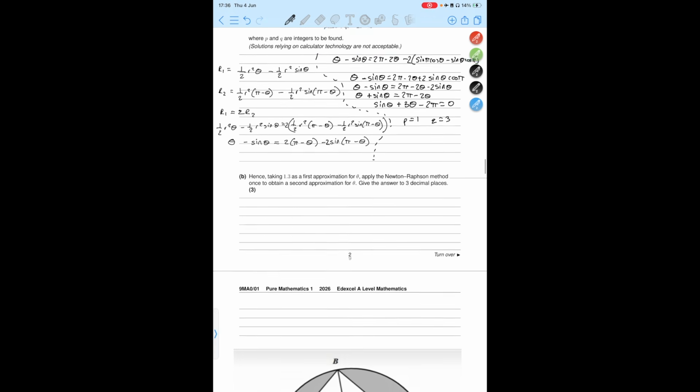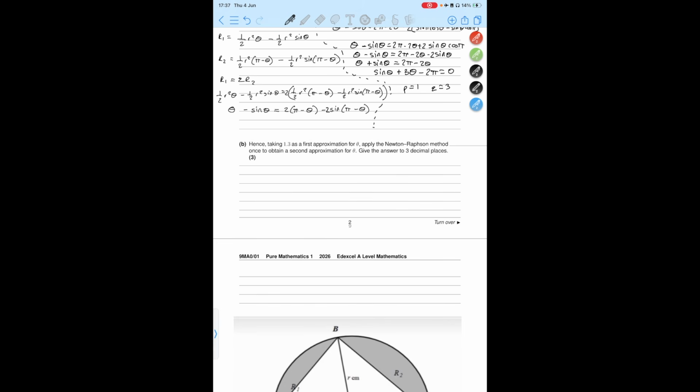Okay, now let's go on to part B, the Newton-Raphson method. So the formula for this, I'm just going to write it down, is x n plus 1.